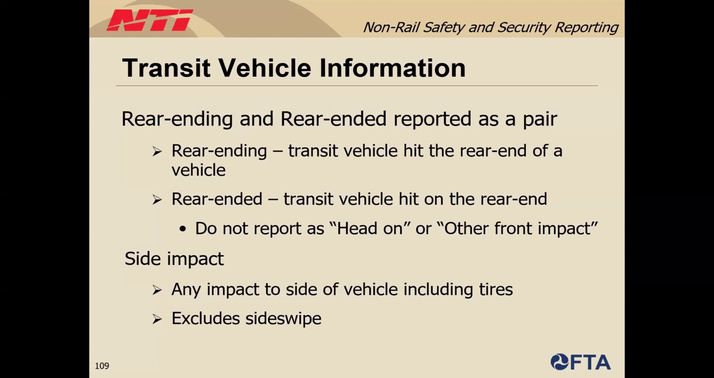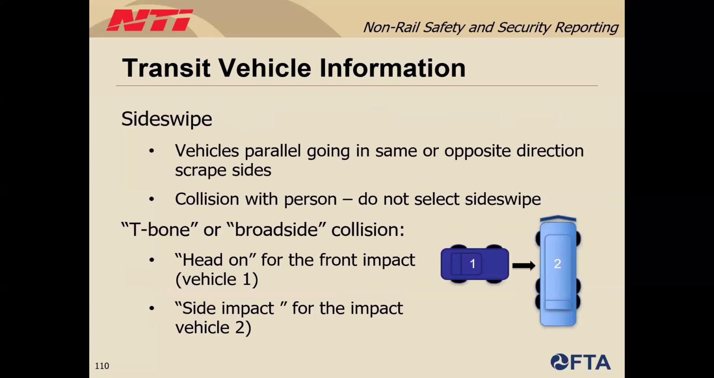Side impact means that the transit vehicle was impacted anywhere on its side, including the door, the mirror, or the tires, with the exception of when a side swipe occurs. Side swipe is used when two vehicles are parallel to each other, going in either the same or opposite directions, and bump and scrape along the sides of each other. Both vehicles would be reported as side swipe. Please note that side swipe cannot be the action chosen when you are reporting a collision with a person. Instead, use side impact.